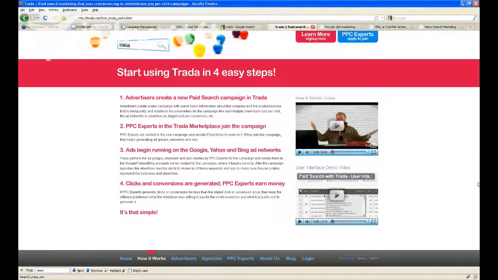The way that Trada works is that people can either pay us on a per-click basis. So they can say, I'm going to pay 50 cents for every single click that I get. Your paid search experts are responsible for finding things that are less than that. If they find a click on Google for 45 cents, they make the 5 cents difference.